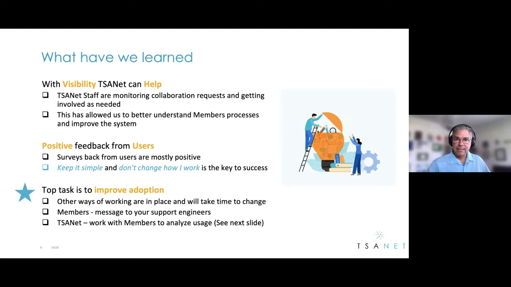So if we got complaints, it was usually weeks or months after the fact where somebody made a comment of, hey, I used such and such process and it didn't work. So at that time, it was very difficult for us to go in and try to understand that. We'd give some kind of generic feedback back to the members. Now with TSANet Connect, we see in real time what's happening. So if a collaboration request isn't responded to, we've got an escalation queue that not only sends automated emails to the right people, but we also can get involved as well.